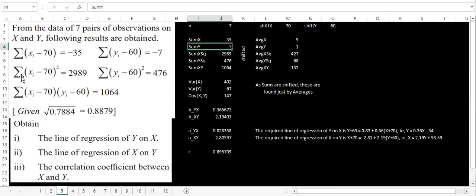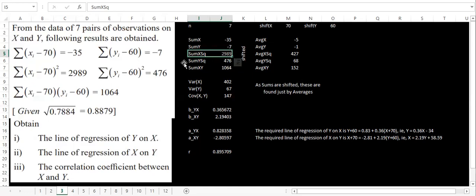Similarly, here you can see that the sum of the x minus 70 squared values, which is nothing but the u square values for us. So it is the sum of the u square values. Again, behind the scenes, this is the sum of the u square values, not the x square values. I actually should have written u square, but never mind. This is the value 2989.